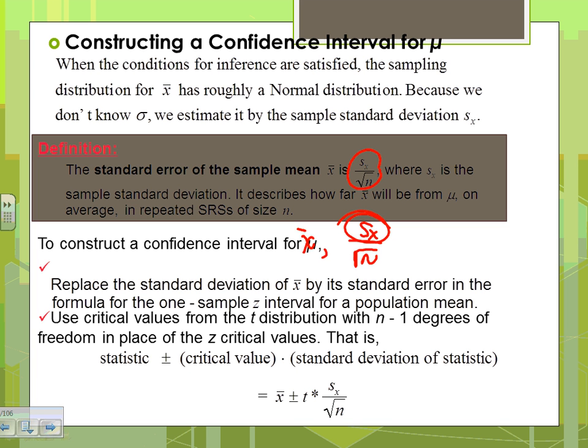So you can create your confidence interval by doing your x bar plus or minus your t star, and since you don't know the population standard deviation, you're going to have to use your sample standard deviation right there in the formula to create your confidence interval.